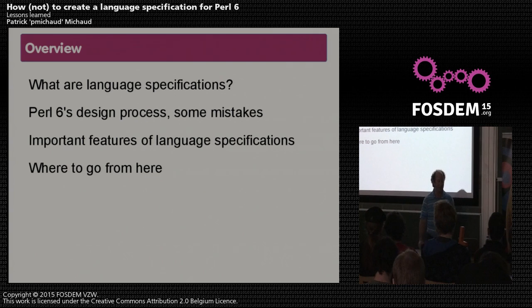So, overview of the talk. First of all, I'm going to talk a bit about what language specifications really are. When I was putting this talk together, and this is the distillation of a lot of thinking over the last 2 or 3 years, all of a sudden it became apparent to me that when we say language specification, it's not always obvious what that means. I'll talk about Perl 6's design process and what I see in retrospect as being some mistakes that were made in the design process. Maybe one or two, but that's all. Then some important features that I've learned for language specifications and where I hope that the Perl 6 development team will be able to take things from here on this specific topic.